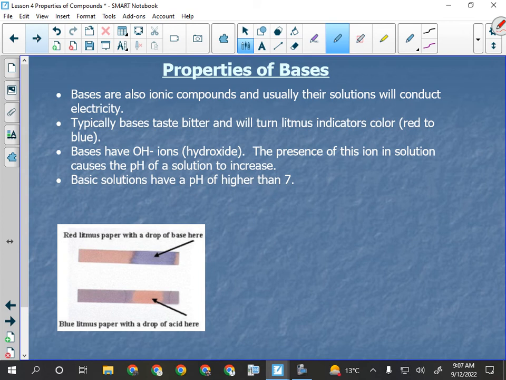Bases have OH or hydroxide ions in them, and the presence of this ion in solution causes the pH of the solution to increase. All right, so this here is an example of a base. Okay, which is worse, acids or bases? Which is more harmful? They're both bad. Yeah, it's just about concentration.